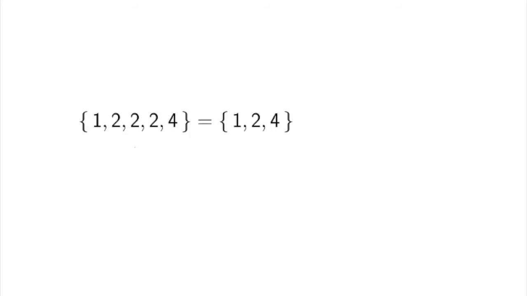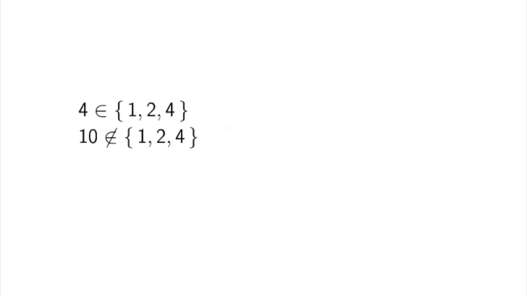Also, we disregard duplicate elements within sets. So these two sets would be the same, even though on the left hand set we have three 2's. Here we can ignore these additional 2's.